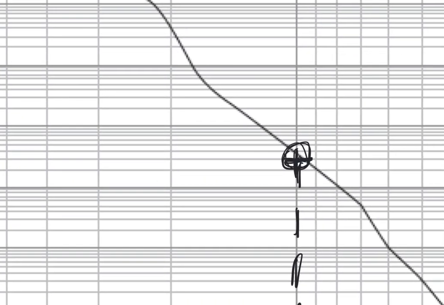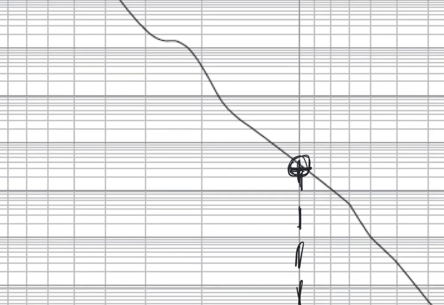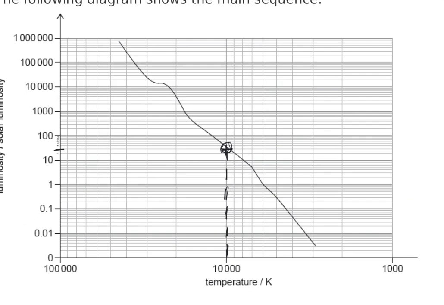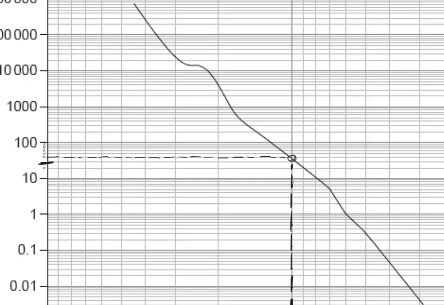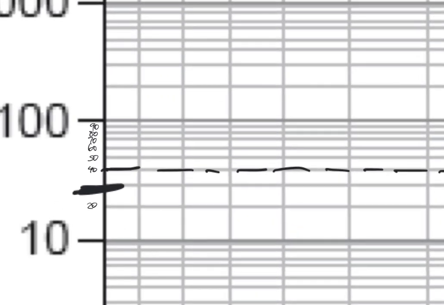And so based on, let's see, the main sequence looks like it is hitting, oh, hold on a second. I could be a little bit more precise here. Let me fix that. There's 10,000 Kelvin, so we find right around there. So the closest line I would say is this line here. Let's see where that goes. And so we go across and we see that it hits about 40 according to what I'm seeing here.